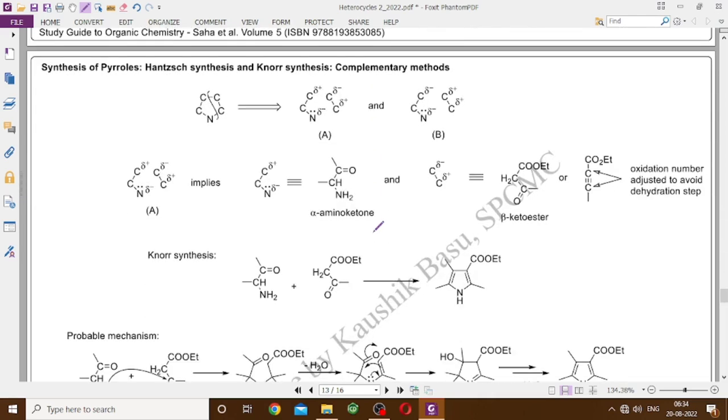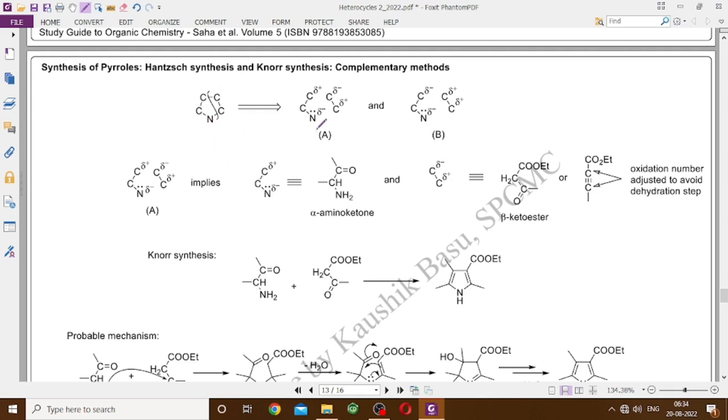Next comes the two complementary methods. One is the Hantzsch synthesis and the other is the Knorr synthesis. This time we choose to disconnect 2 atoms at a time. So from the right side of the molecule we take apart these 2 carbon units, and from the left side we are left with 2 carbons attached to 1 nitrogen.